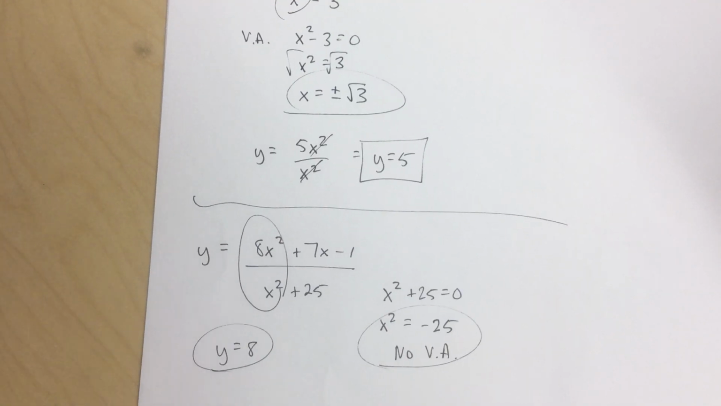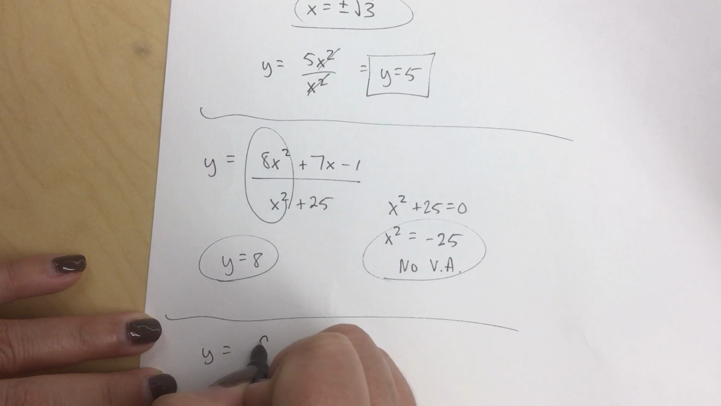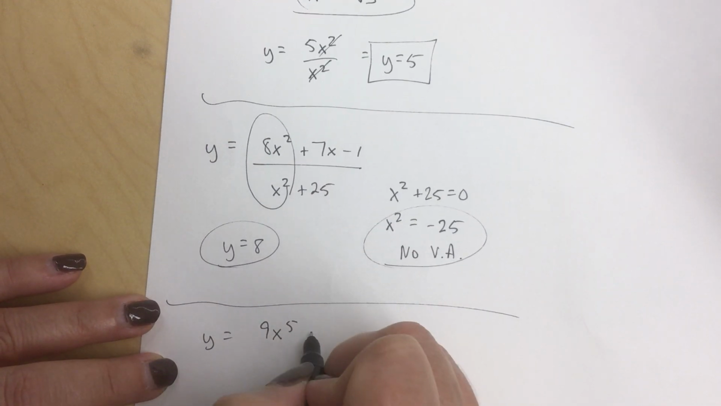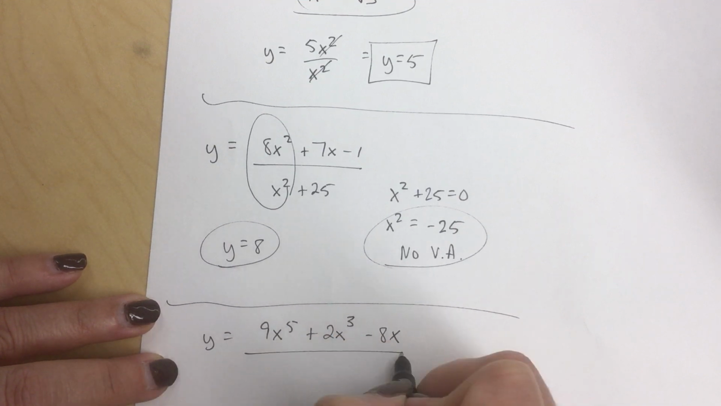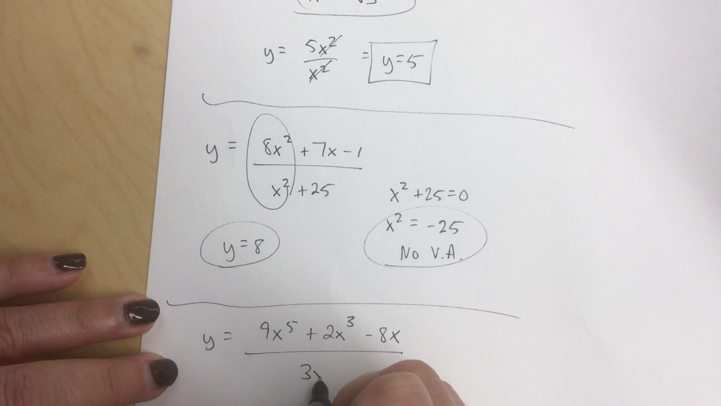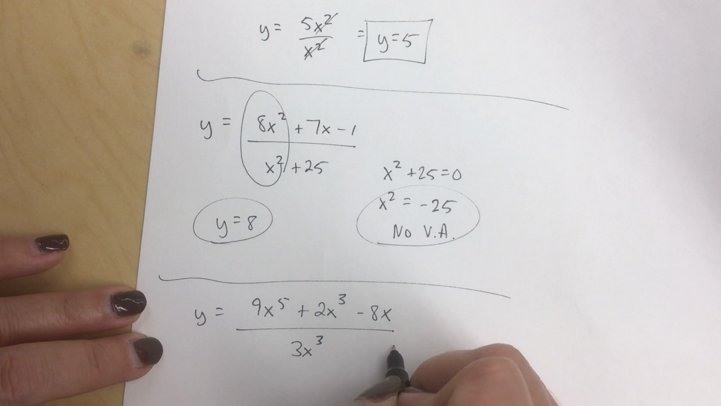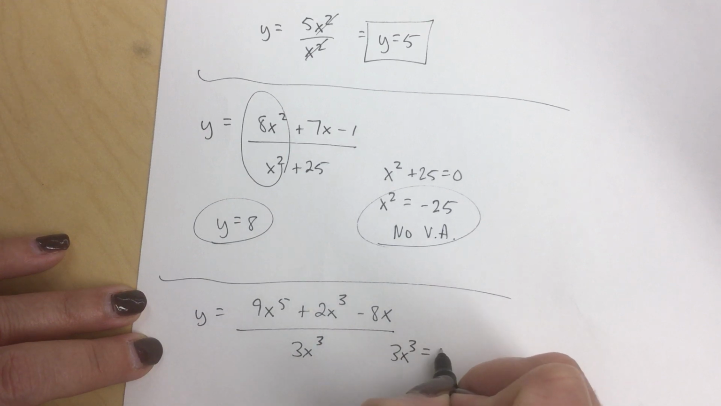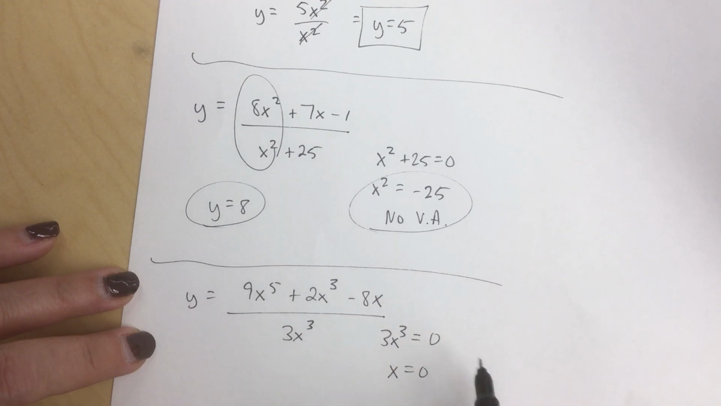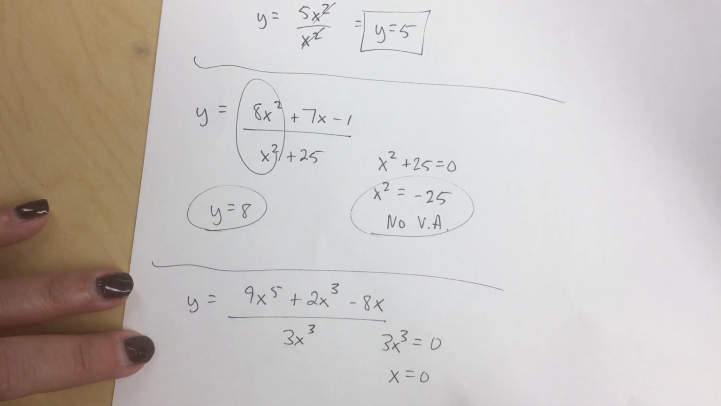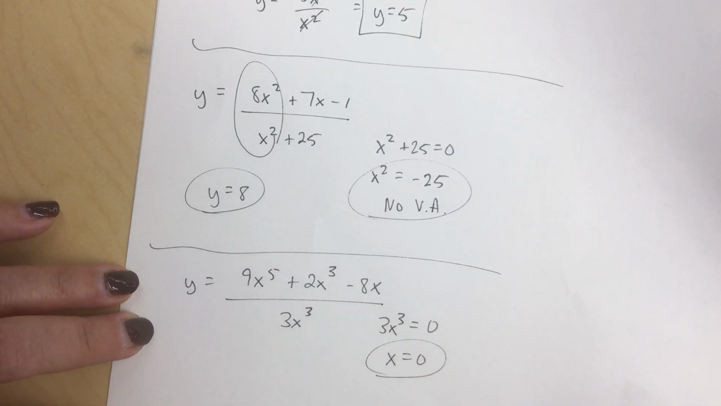Okay, then let's look at 9x to the 5th plus 2x to the 3rd minus 8x all over 3x to the 3rd. So you take your bottom, 3x to the 3rd, and set it equal to 0. Well, the only way that's going to happen is if x equals 0. You can divide by 3 and then cube root both sides, but the only way you're going to get 0 is if x is equal to 0. So that is your vertical asymptote.